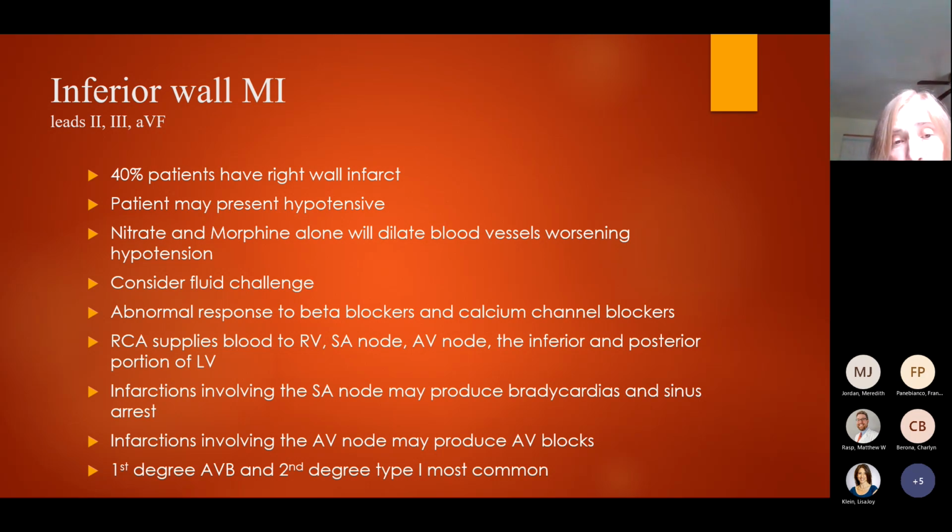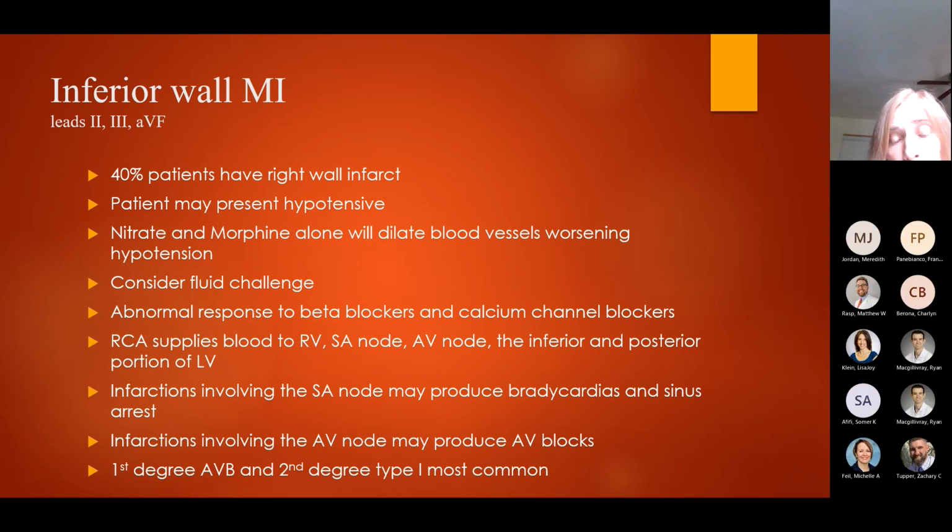I had one patient a few months ago. We started him after inferior wall MI on Coreg. And when I saw him, he was tachycardic, so I decided to increase his beta blockers. Sure enough, a few hours later, he went into junctional rhythm and he ended up with a pacemaker. So we need to be very careful. And why? Because as I mentioned before, the RCA supplies blood to the SA node and AV node. And in this patient's case, the SA node was affected and the patient ended up with bradycardia and junctional rhythm.